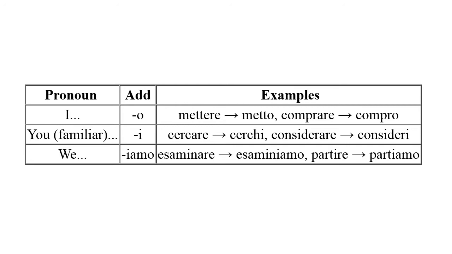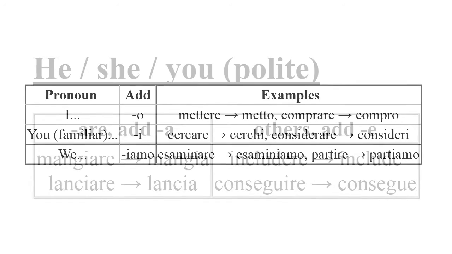The we form is made by appending iamo after taking off those last three letters. We can change esaminare to esaminiamo, which means we examine, or partire to partiamo, which can mean we depart.